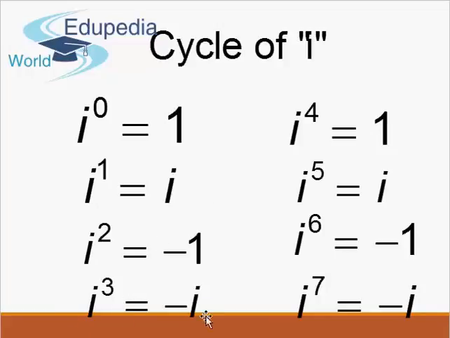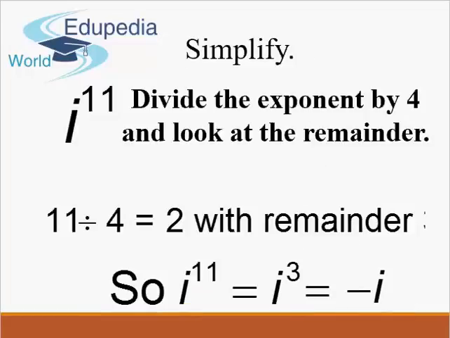So we have to select this one over here. i cubed is negative i. So this will be your answer. i cubed is equal to negative i. So remember that whenever you get a value of i, you check, these are the steps to solve it.